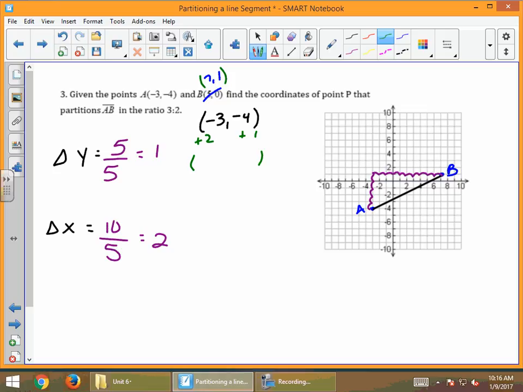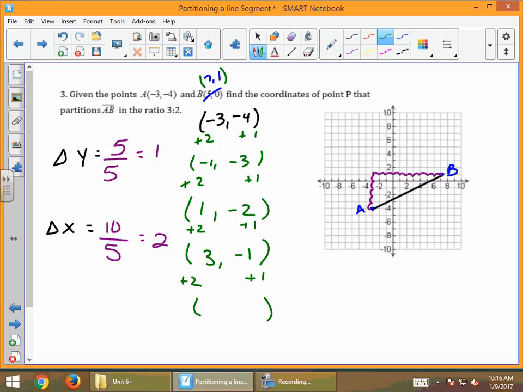So -3 plus 2, what are we giving you? 1. -4 plus 1 is -3. Keep going. -1 plus 2 is 1. -3 plus 2 is -2. Keep going. 1 plus 2 is 3. -2 plus 1 is -1. Not there yet. Keep going.